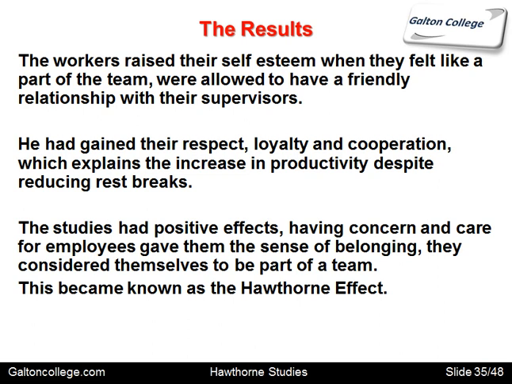The studies had positive effects. Having concern and care for employees gave them the sense of belonging. They considered themselves to be part of a team. This became known as the Hawthorne Effect. Workers relating to each other, relating to the business, because the business had enabled them to feel this way.